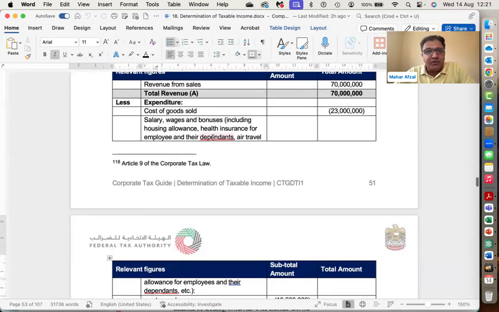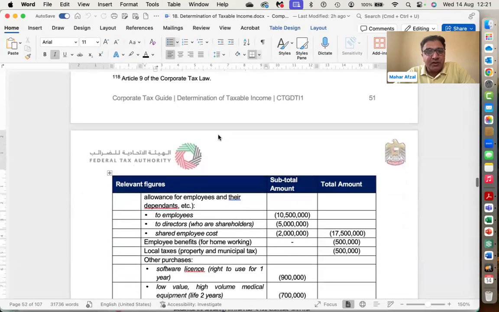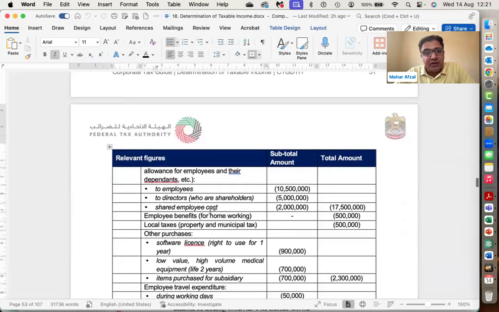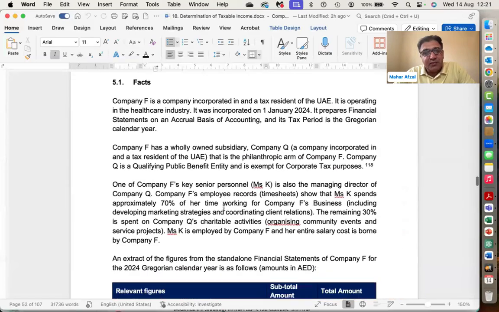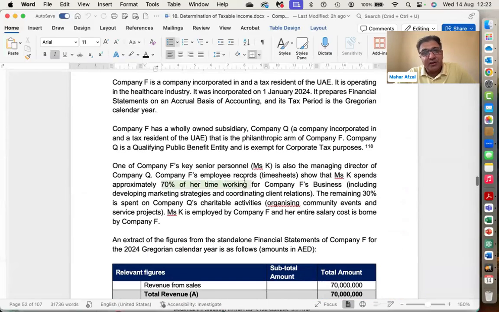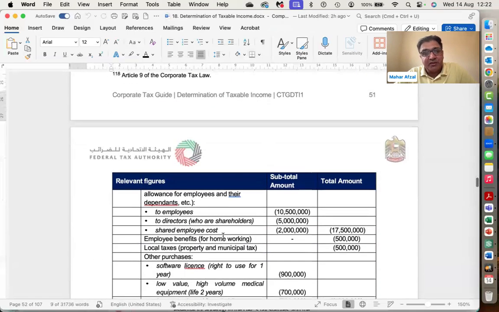Then cost of goods sold, you can claim. Salaries and wages, bonus, all these things for employees, you can claim. For directors who are shareholders, I'm assuming this is at the market value, so we can claim. Shared employee cost they have given in this paragraph. Shared employee 70% for the business use, 30% spent on company Q, meaning charitable purposes, not for business purposes. So 30% of 200,000 we should not claim, which is equal to 600,000. So I'm adding 600,000 back.